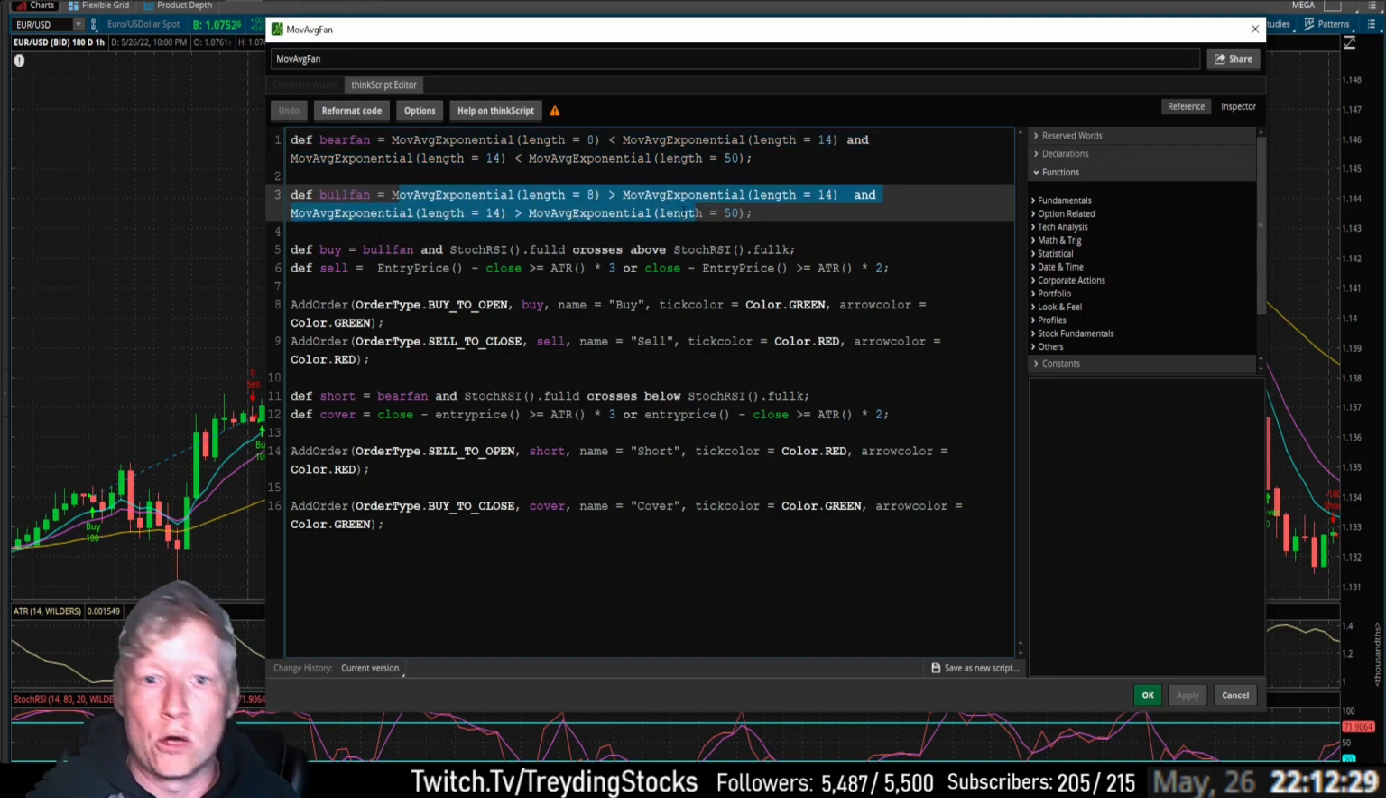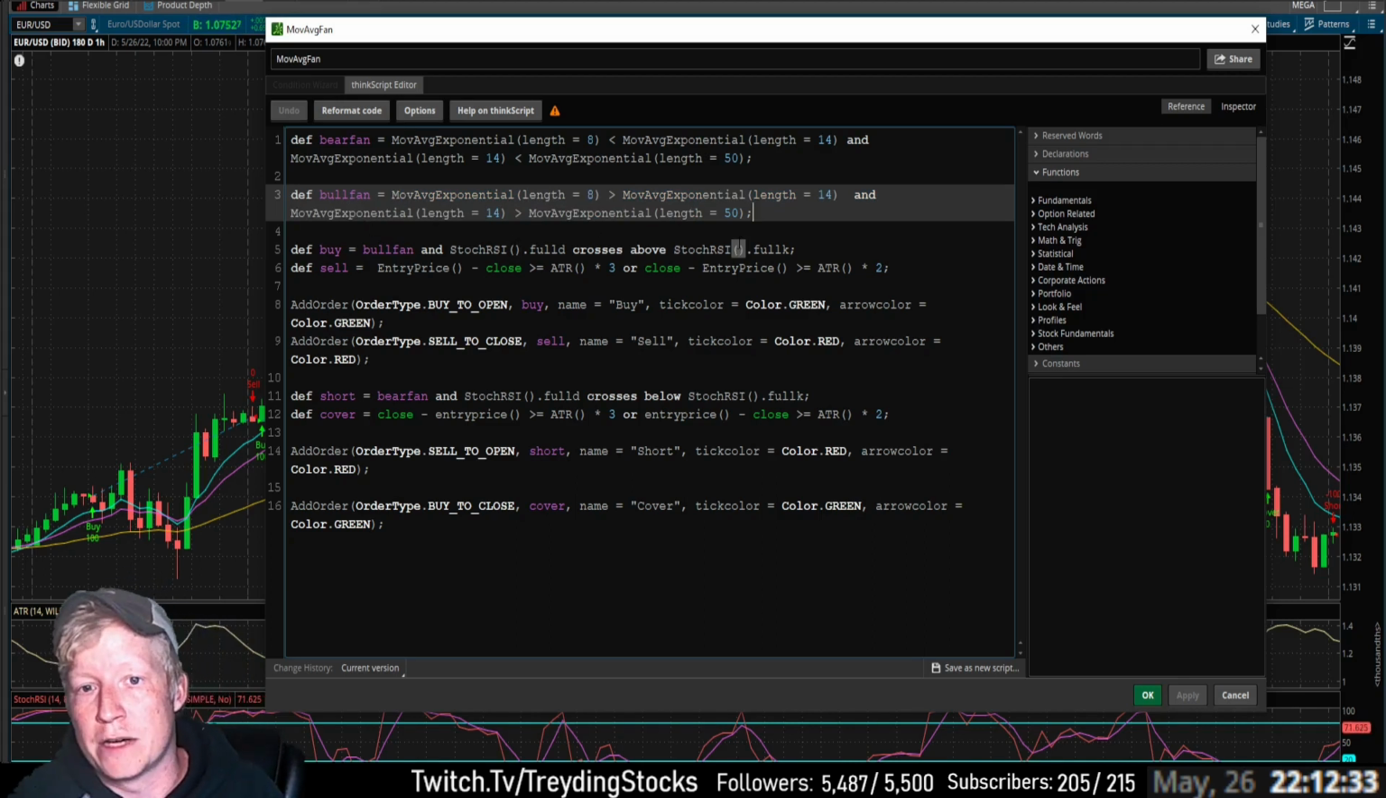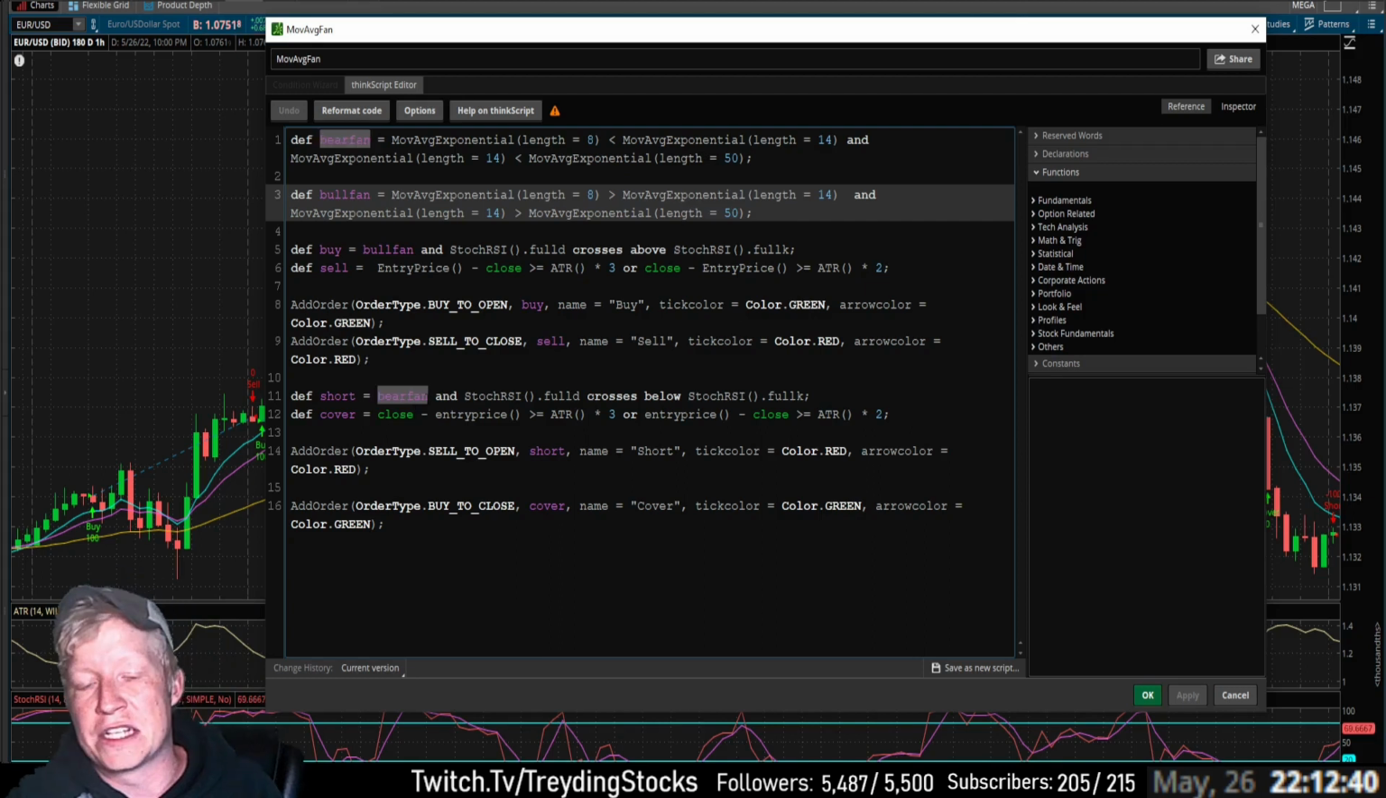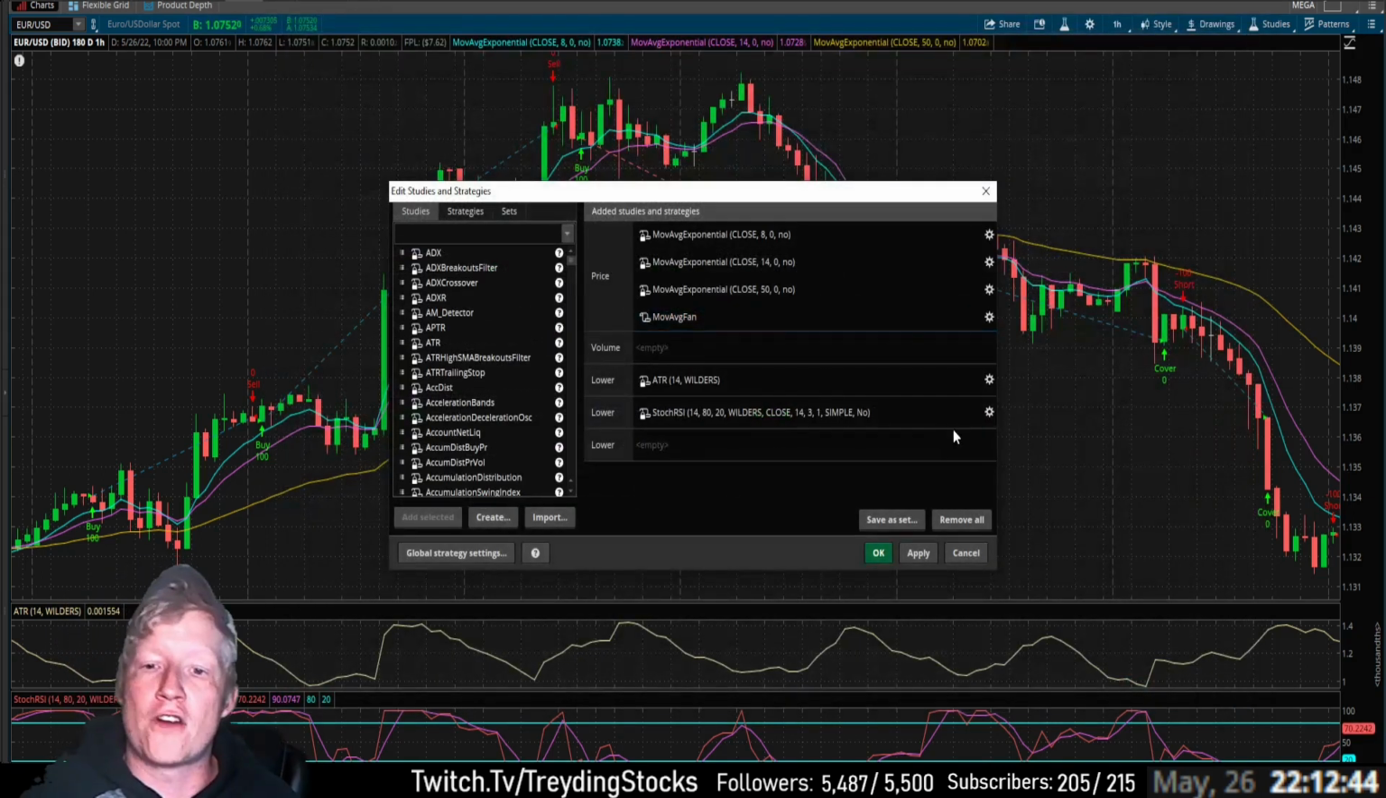So it's buying when the EMAs are all above each other, and that Stoch fast crosses above the Stoch slow, and then it's exiting 3x ATR for stop loss, 2x ATR for profit, and then obviously all the same vice versa for shorts and covers down here. So I've already got it running.